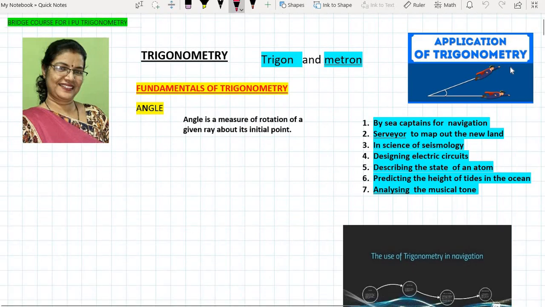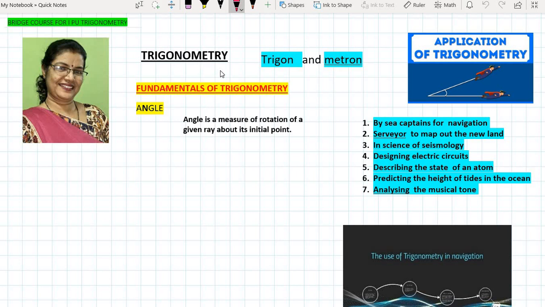Hello students, this video is on bridge course for first PU trigonometry. You have studied about trigonometry in your 10th standard only. But today we'll recall a few concepts related to trigonometry that you have studied in your 10th standard, okay? So we'll begin with the word trigonometry itself.